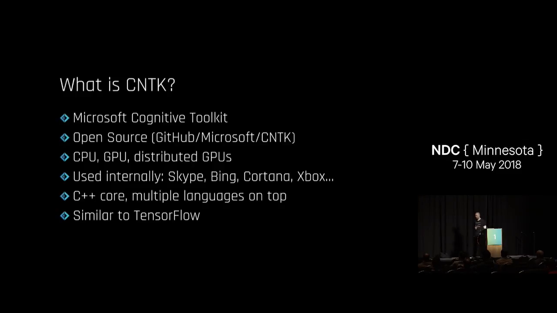Technically, CNTK is built on a C++ core, and on that core, you have a bunch of languages which are supported. You can use Python, you can use something called BrainScript, which is a custom scripting language built for this. You can use .NET, meaning you can use C# or F#. You could even use C++ if you wanted to build your models in C++, and if you're a masochist. So CNTK does all these things.